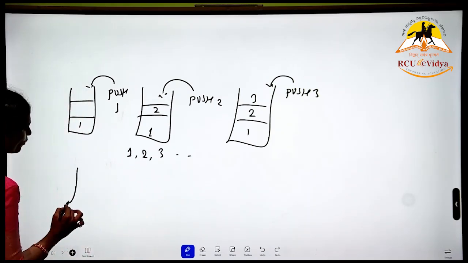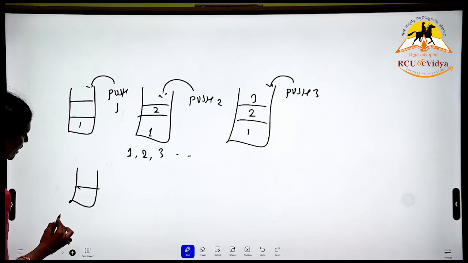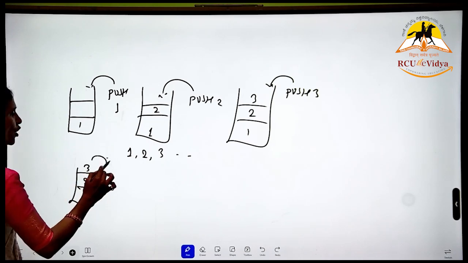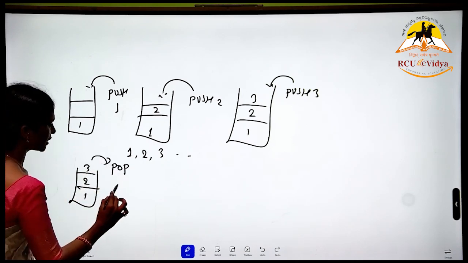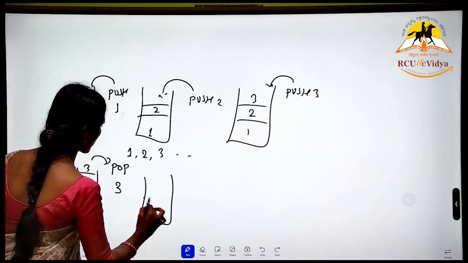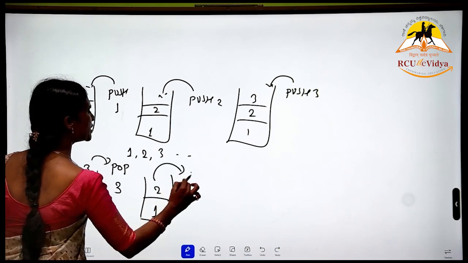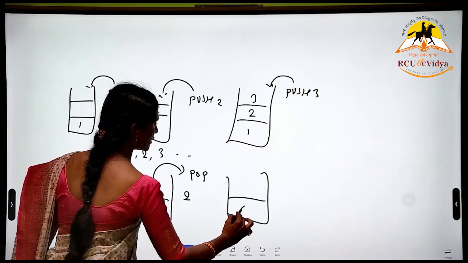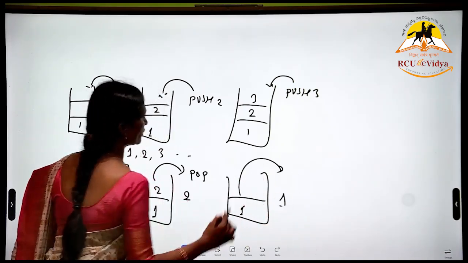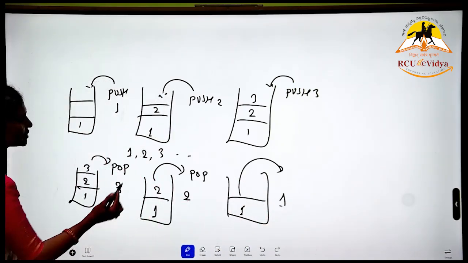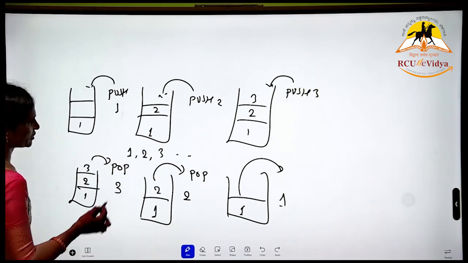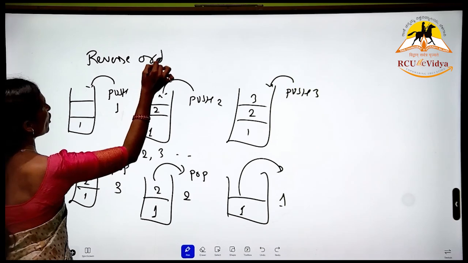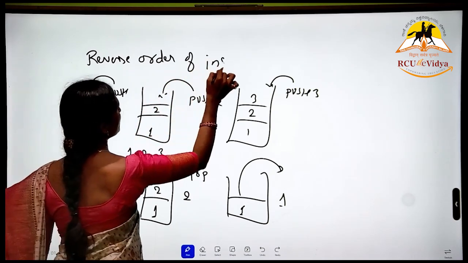Now, if I want to make a pop, what is the status of the stack? The status of the stack is 1, 2, and 3. Pop it. Which element will be deleted first? 3. Next, the stack state is 2. Then if I say pop, which element is deleted? 2. Then again if I want to delete, which element will be popped? 1. So what happened here? The reverse order of insertion. Stack works in the reverse order of insertion, and deletion is the reverse order of insertion.